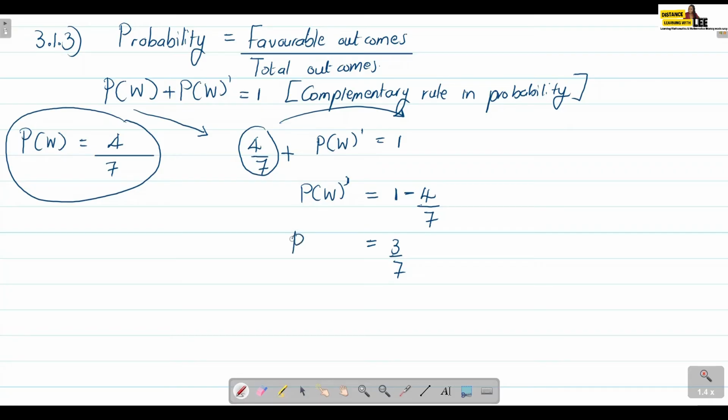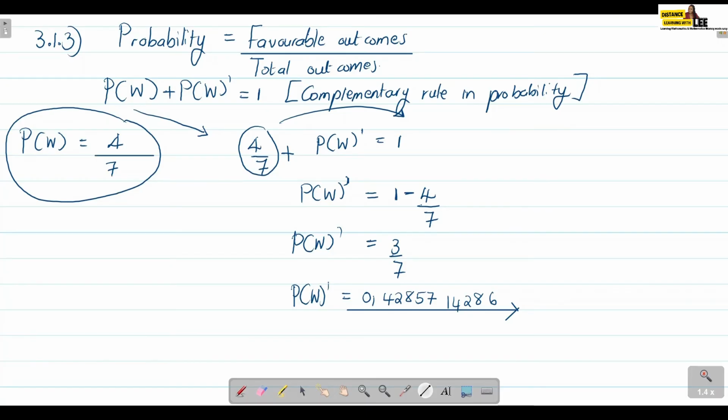So the probability that not one of the window frames can open is therefore equal to 3/7, but we are asked to write the answer in decimal form. So P(W prime), right, is just equal to 0.428571428 6. Okay, so that is the probability in decimal form.